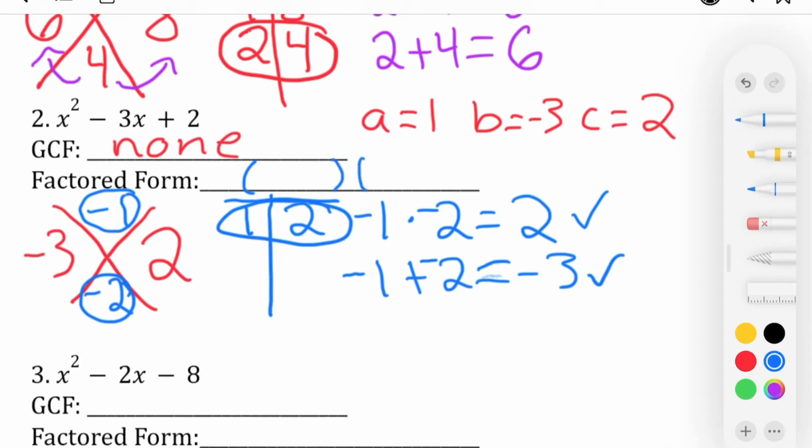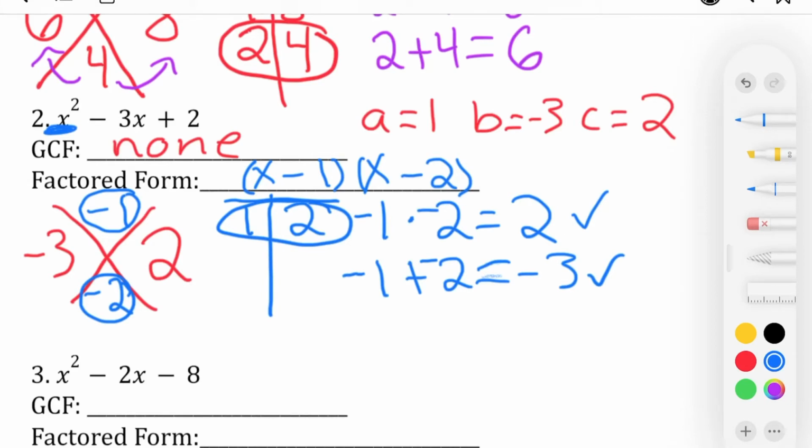So we have our 2 parentheses. We have a negative 1, so we have subtract 1. Negative 2, so subtract 2. And the variable that we were factoring was x. So that would be our factor form for number 2.